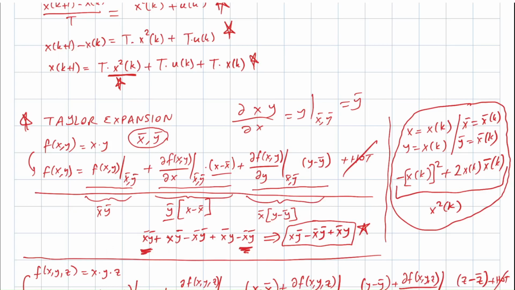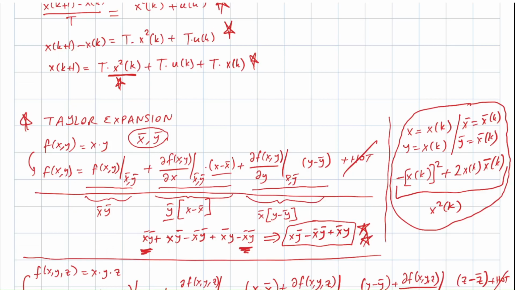And again the same idea: take the derivative with respect to y and evaluate it at x bar and y bar, the point that we are linearizing around. Everything's great, and this is the whole expression, and those two terms cancel each other out, and this is what we have.